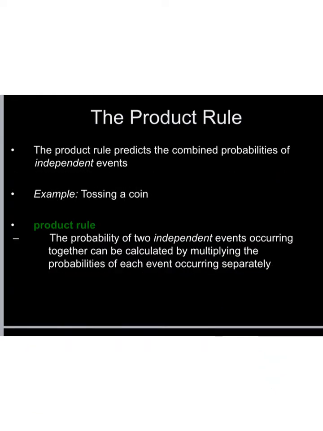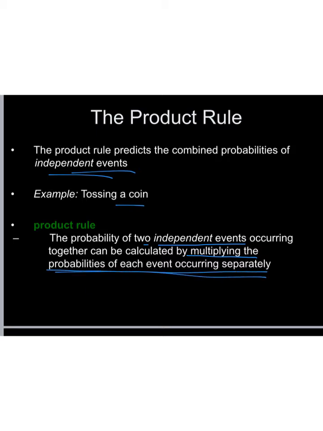All right, so when we are thinking about probabilities, we have 2 different rules that we can use to help us. And we're going to use the example of tossing a coin here when we're thinking about how to use these rules. So the first rule is the product rule, and this predicts the combined possibilities of independent events. So what that means is that the outcome of one event is not going to affect the outcome of the second event. So in words, this says the probability of 2 independent events occurring together can be calculated by multiplying the probabilities of each event occurring separately.